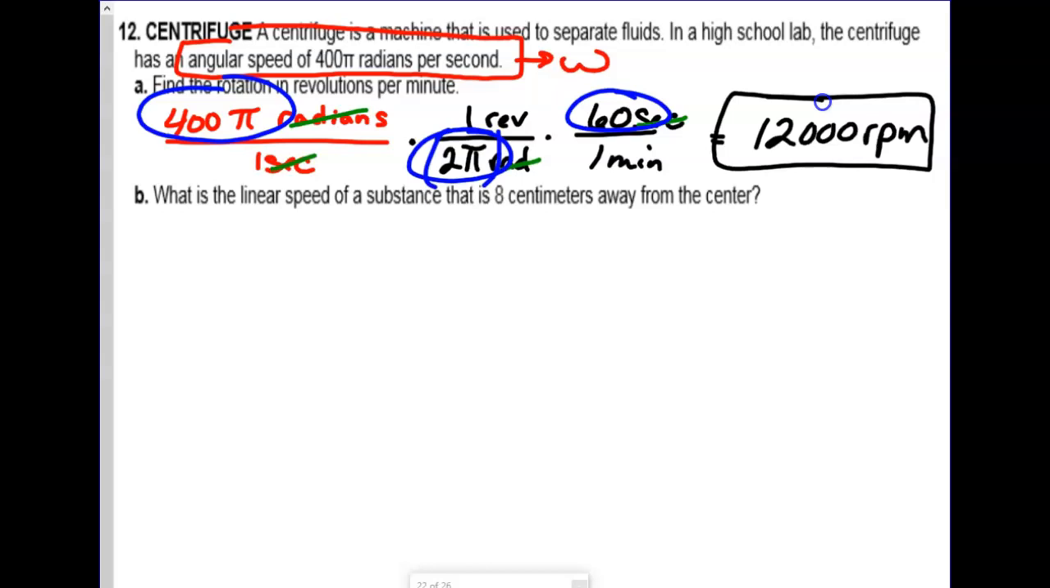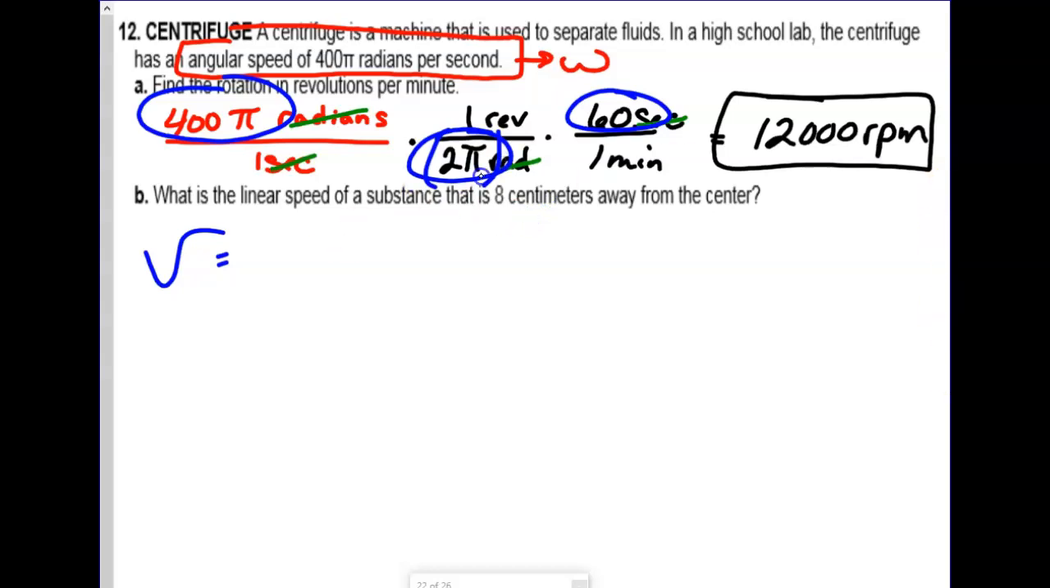Okay. What is the linear speed? So that's this guy. And it doesn't specify anything about labeling. So if you don't mind, I'm just going to go back and use our original omega. And we're just going to have our answer in per second for a unit. And I don't care, because they didn't seem to care in the problem.